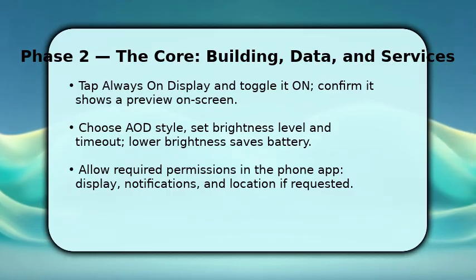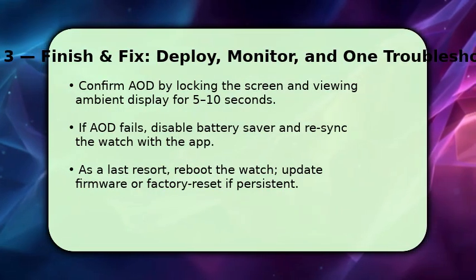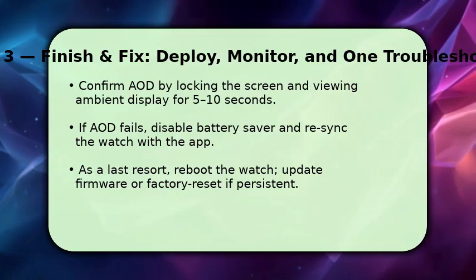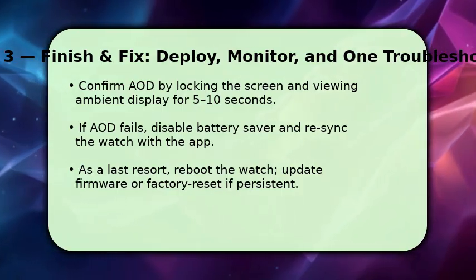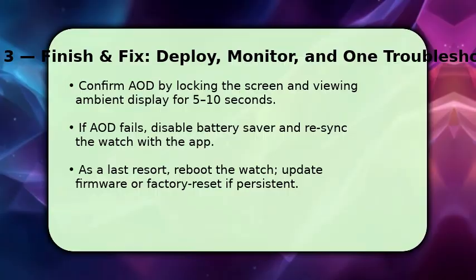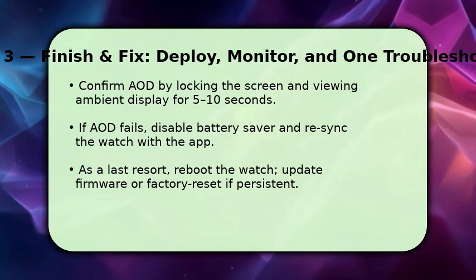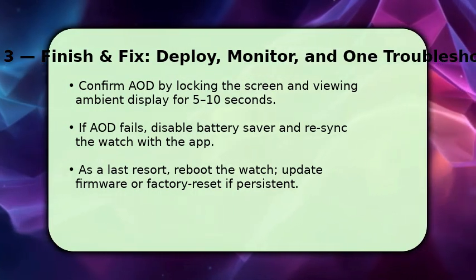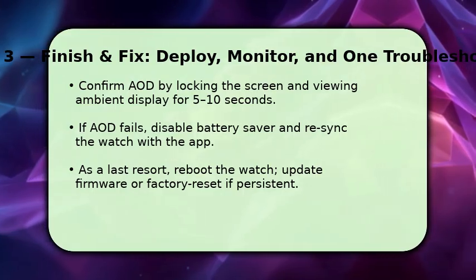To finish, lock the watch and check the ambient display for about 5 to 10 seconds so you can verify Always on Display is active. If it does not appear, make sure battery saver or low power modes are disabled, then resync with the companion app. Those features commonly block AOD.